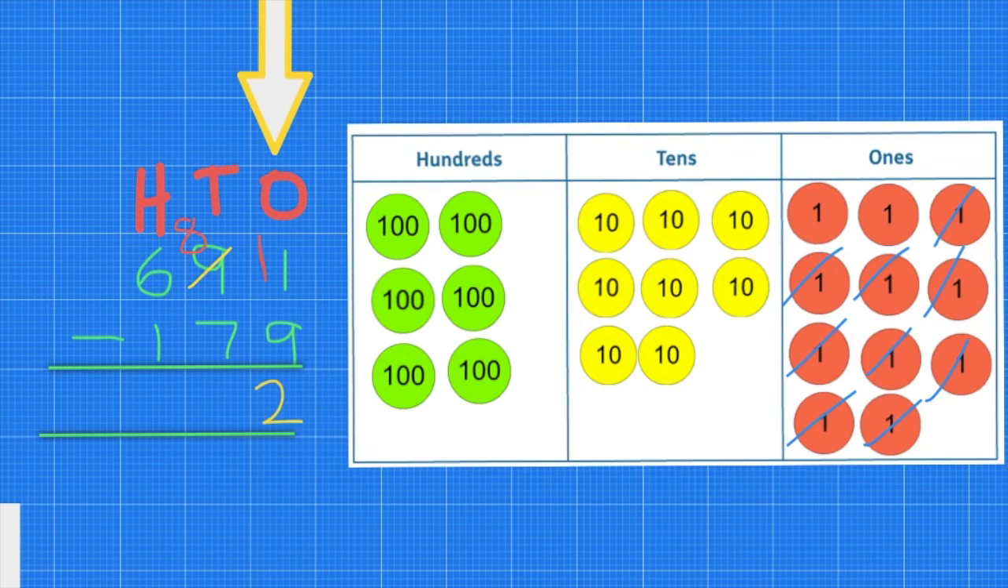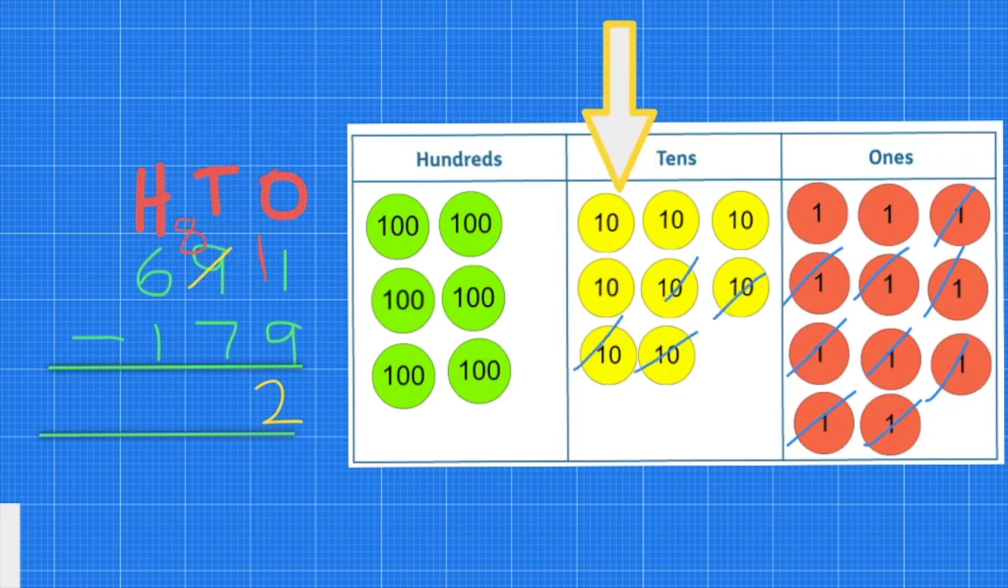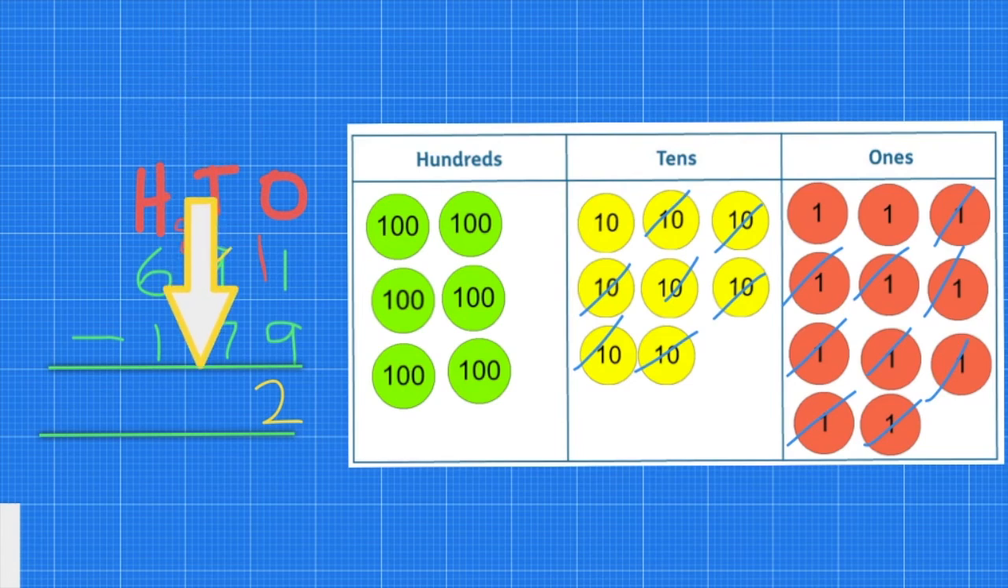So I need to write a 2 underneath in the equal sign. Now that I'm finished with my ones column, I move to my tens column. This one's pretty simple because it's 8 subtract 7. So I'd cross out 7. 1, 2, 3, 4, 5, 6, 7. How many do I have left? 1 ten. So I have 10. So I would write a 1 here.